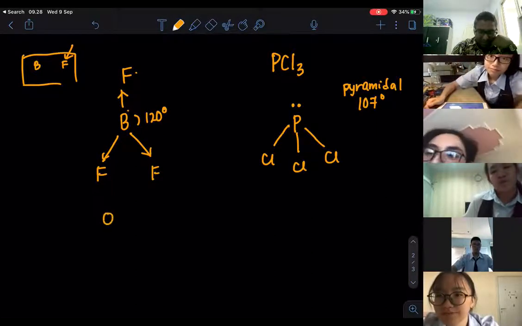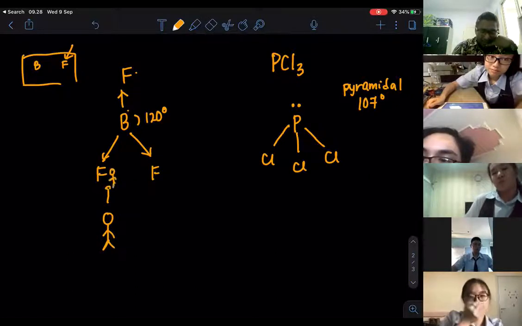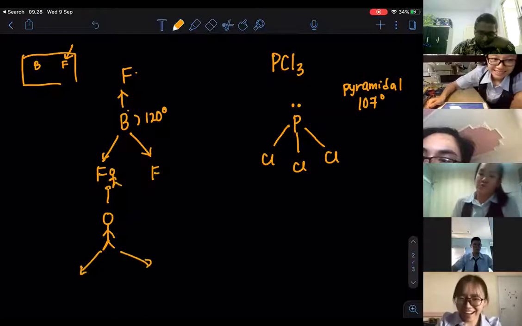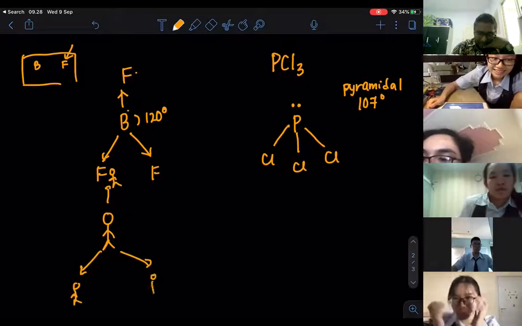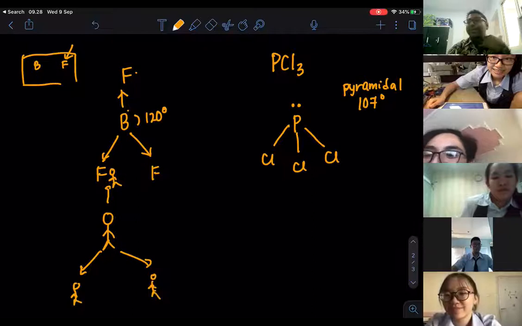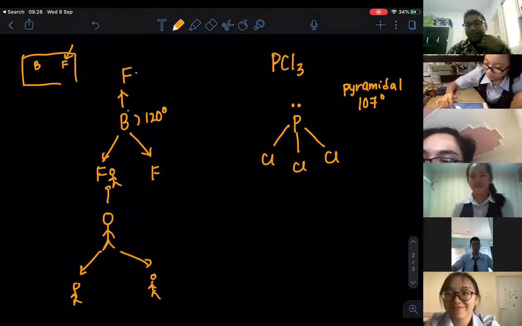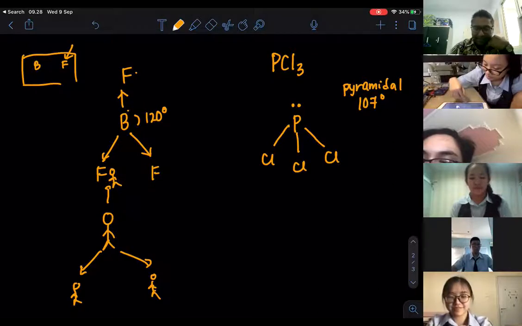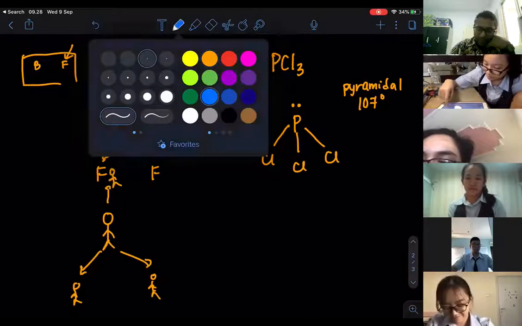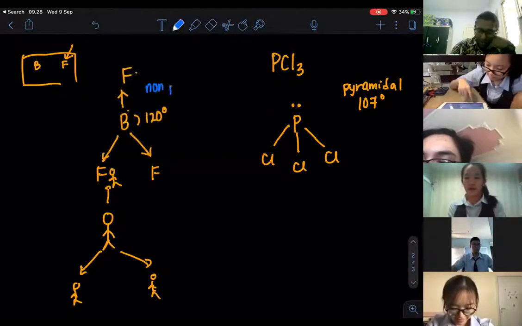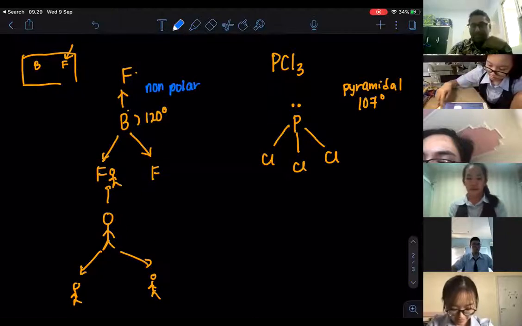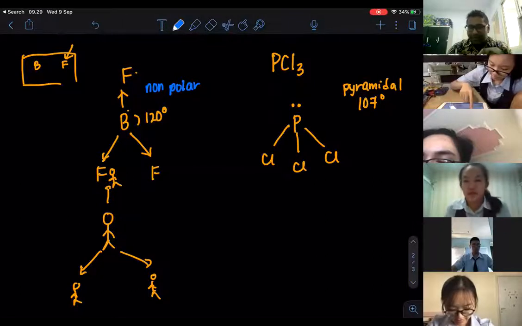But I hope you get the idea. Imagine 3 guys trying to pull a girl in 3 different directions, and the girl refuses to follow any of them. She stays in the middle, because she is being pulled at symmetrical angles, so she does not move anywhere. So we say that this molecule is going to be non-polar, with the same explanation: the dipole moments are cancelled out with each other.